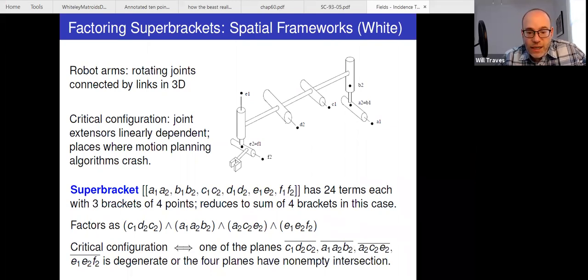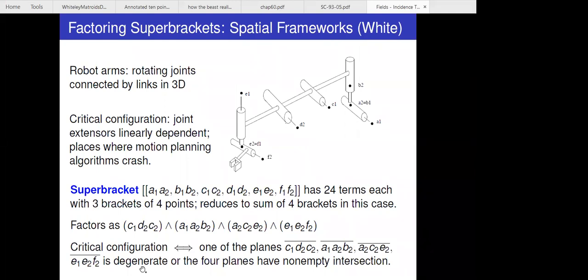And that kind of is a nice geometric way to describe the critical configurations, at least in terms of things in 3-dimensional space itself, without having to rely on second wedge powers of C4.